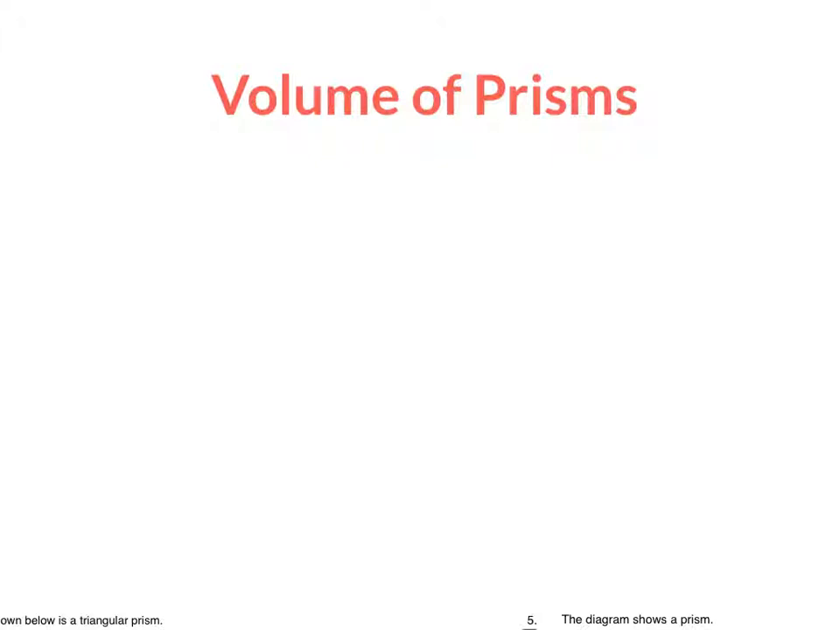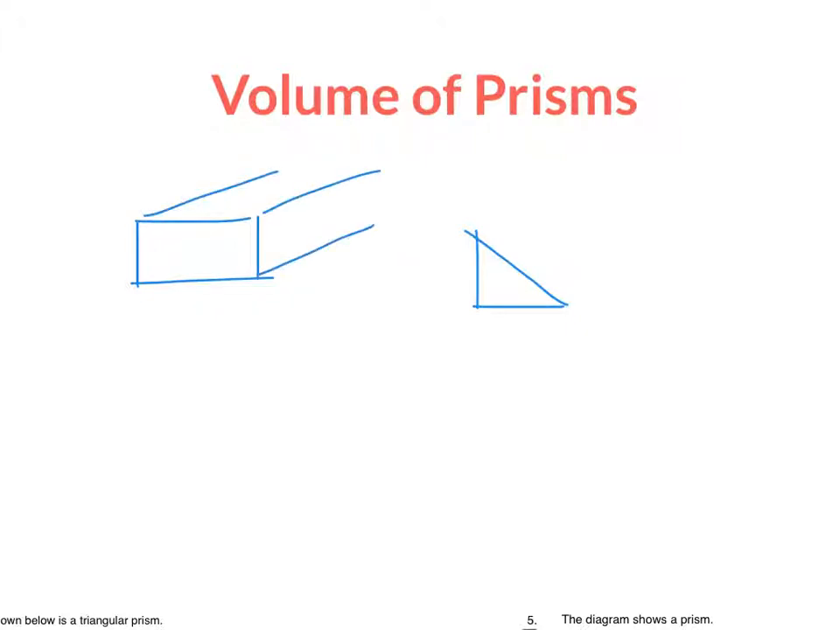Okay, now a prism is basically a 2D shape such as a rectangle or a triangle which has had just another dimension put on, so it's been elongated, I suppose, to make it a 3D shape. So a rectangle would become a cuboid and a triangle becomes a triangular prism.